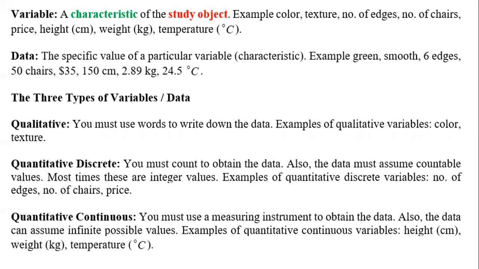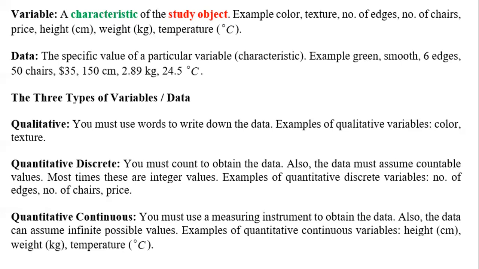So examples of data for the variable color is green. For the variable texture, the data could be smooth. For the variable number of edges, the data could be 6 edges. For the variable number of chairs, the data could be 50 chairs. For the variable price, the data could be $35. For the variable height, the data could be 150 centimeters. For the variable weight, the data could be 2.89 kilograms. For the variable temperature, the data could be 24.5 degrees.